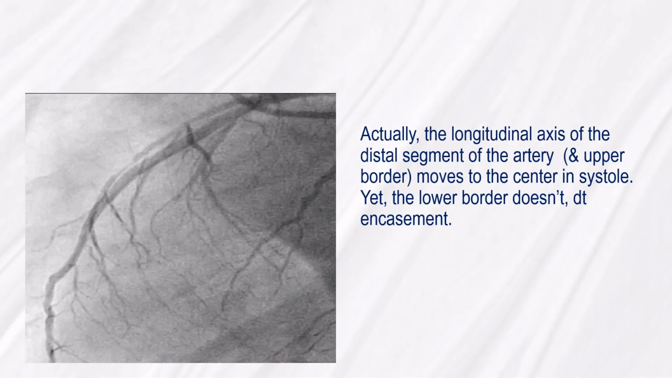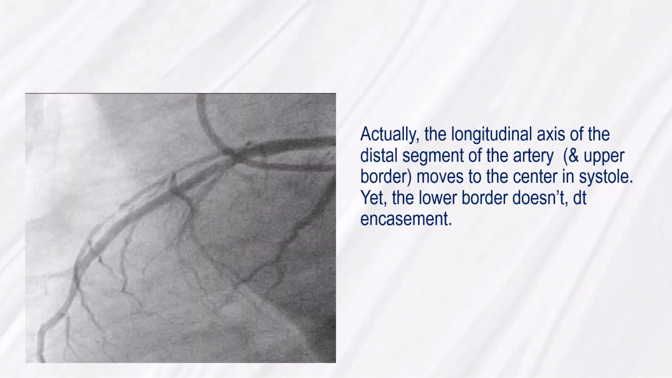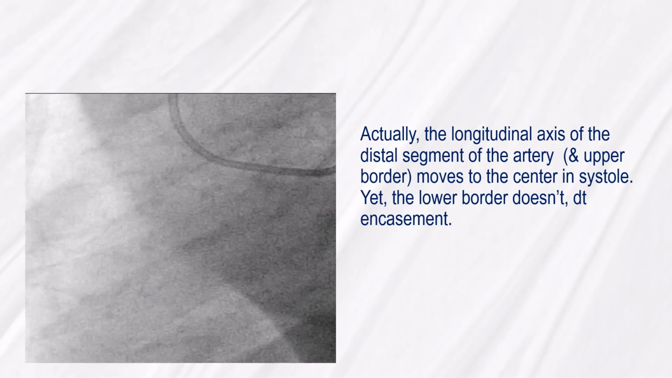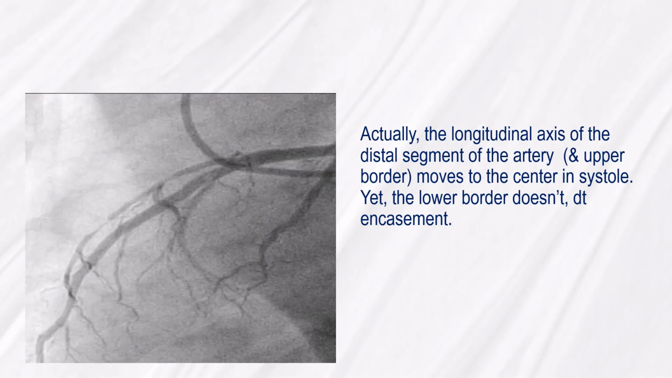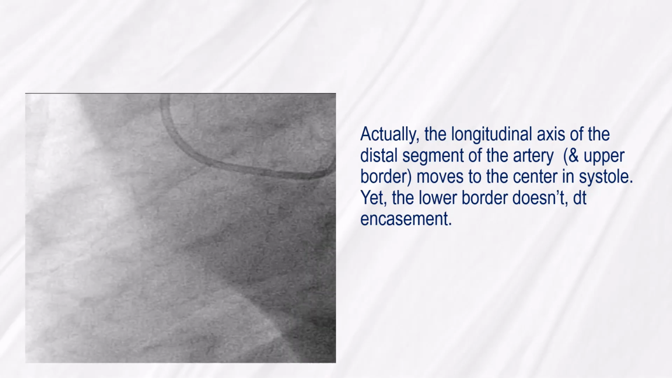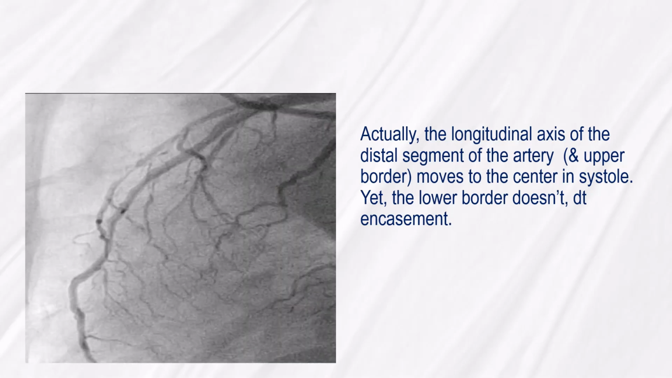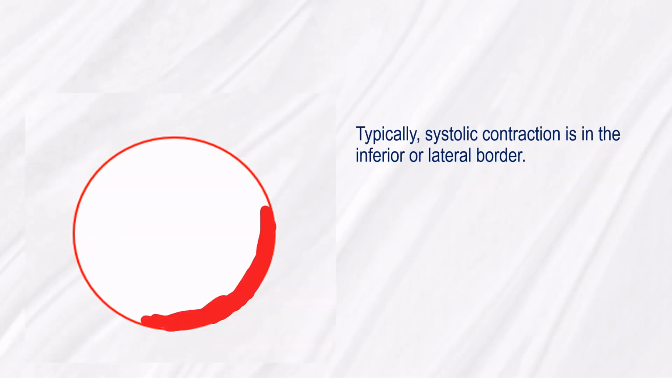Actually, with a thorough look at the distal segment of the artery, in the longitudinal axis the upper border moves to the center in systole, yet the lower border doesn't, due to encasement. Typically speaking, systolic contraction is in the inferior or lateral border.